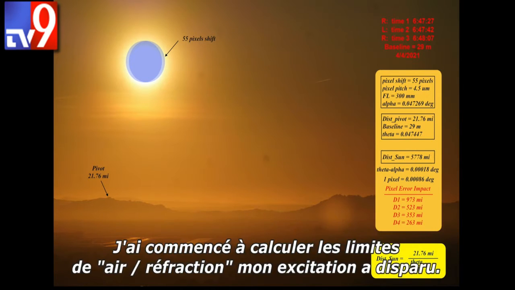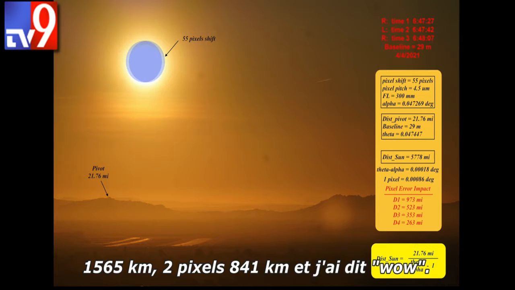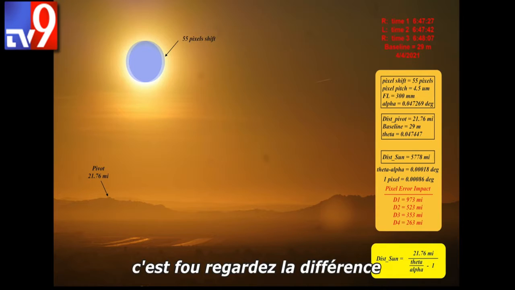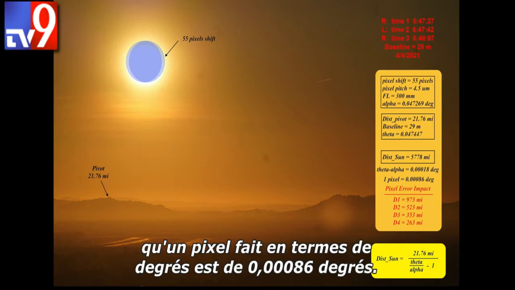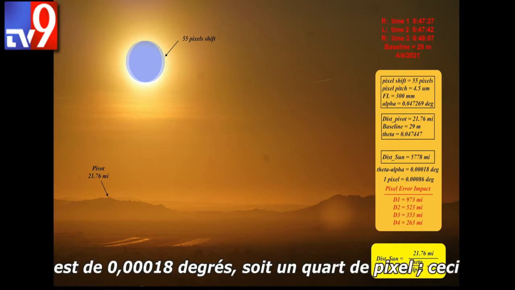But once I started calculating the error bounds, my excitement vanished. If I'm off by just 1 pixel, it brings the distance down to 973 miles. 2 pixels, 523. I said, wow, this is crazy. Looking at the difference that 1 pixel makes in terms of degrees, it is 0.00086 degrees. And the difference between theta and alpha is 0.00018 degrees. It's a quarter of a pixel.